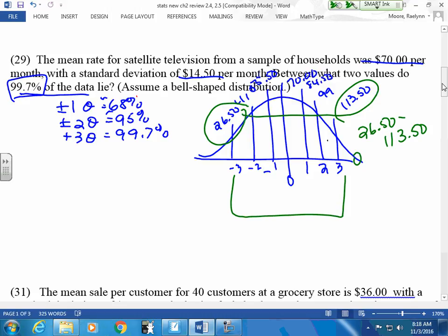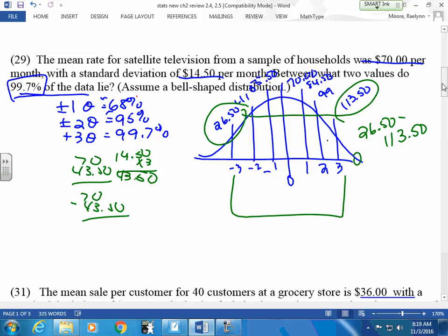Can everybody do this? Plus or minus 2, we just go to the 2 one. And if you don't like to do it this way, you can start with 70 and just take 14.50, multiply it by 3. Add 43.50, and then take 70 and subtract 43.50. It's a quick way to do it. I do like you to do the sketches for me, while it takes a little bit of time. Okay, number 31. We're going to do number 31 together.